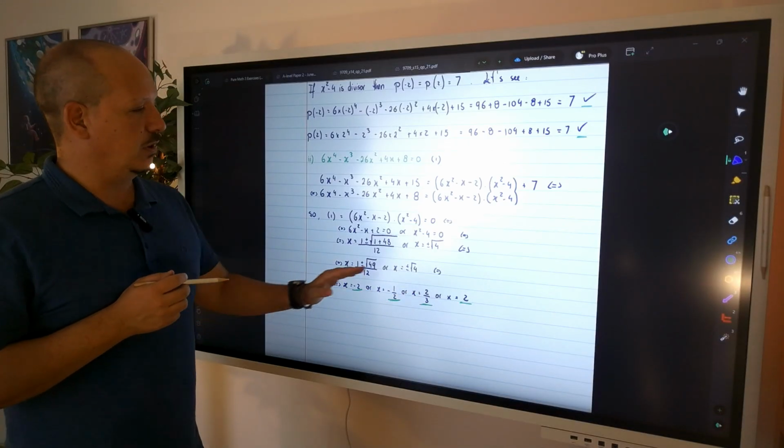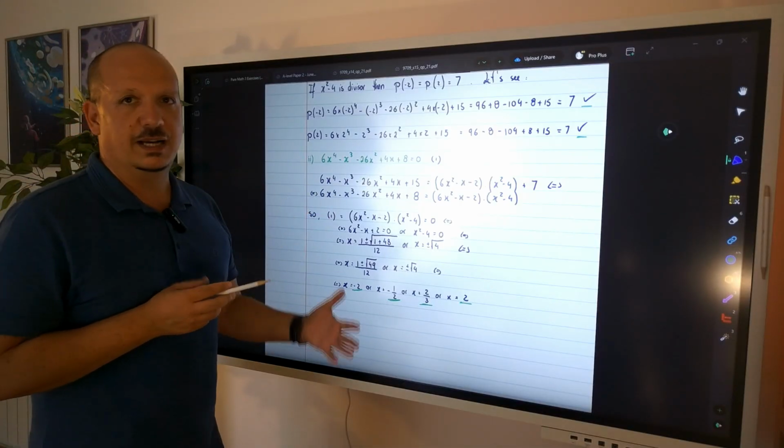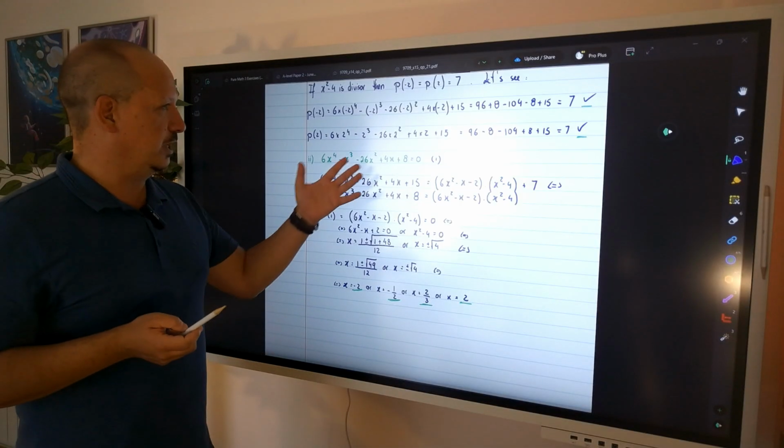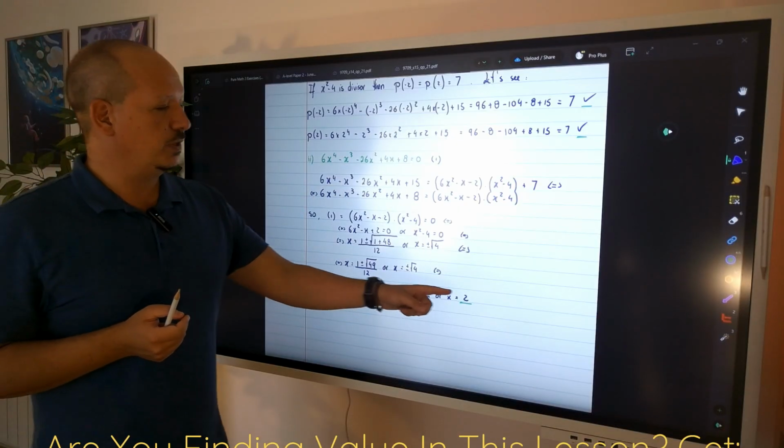So the total number of answers that you have is 4. Well, it's a quartic, so that's the maximum number of answers you can have for equaling it to 0. And they are minus 2, minus 1/2, 2/3, and 2.